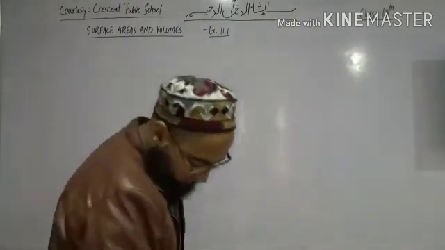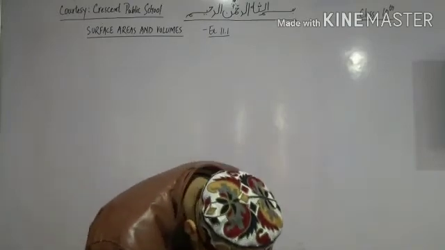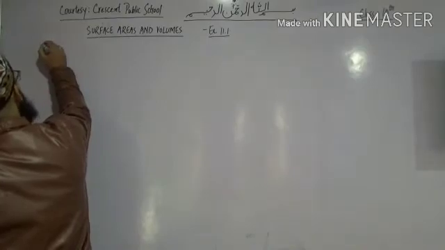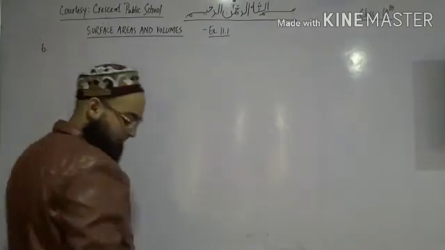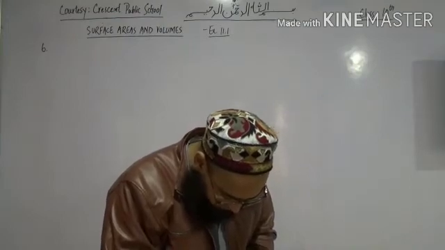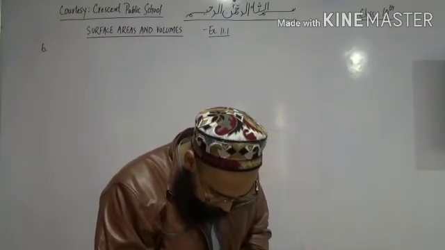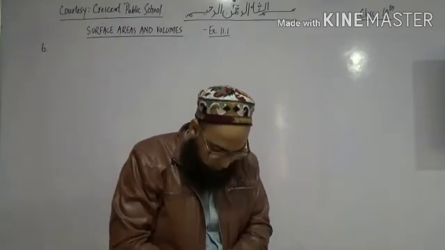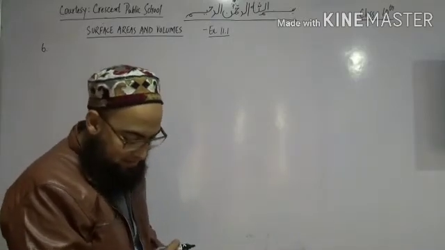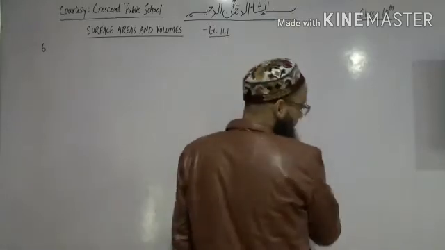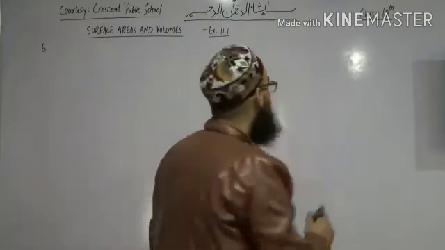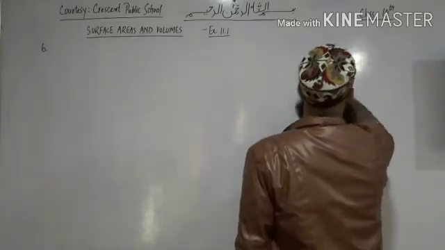Now after that, let's have the next question, question number 6. Question number 6 says, a medicine capsule is in the form of a cylinder with two hemispheres stuck to each of its ends. You have a medicine capsule which is of the shape of a cylinder. So a medicine capsule like this.